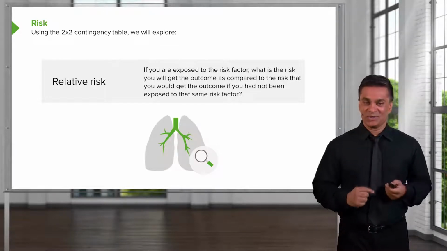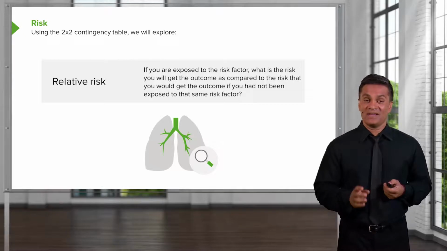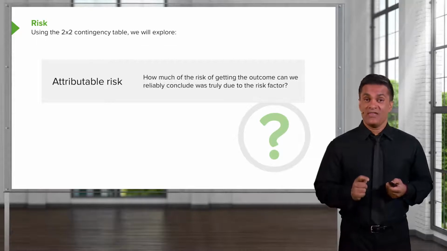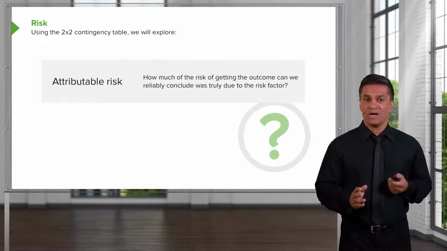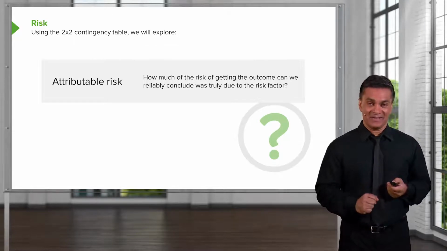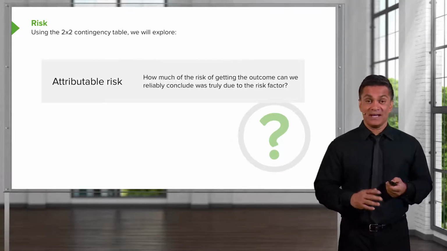To put that in general terms, the risk of the outcome when you're exposed versus the risk of the outcome when you're not exposed. That's relative risk. We're also going to explore, in another lecture, attributable risk. That's when we try to compute how much of my outcome was actually due to the behavior that I care about. How much of the lung cancer was actually due to the smoking and not to other factors.